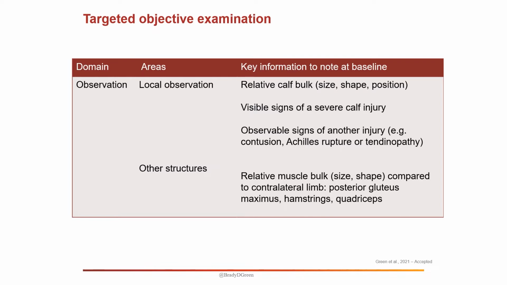Also observing the relative bulk of the posterior muscles and those that will be synergistic with the calf during the stance phase of running. So having a look at, are there differences in the bulk of their posterior glute max, their hamstrings, and also their quadriceps, and that could point us to impairments in those regions.